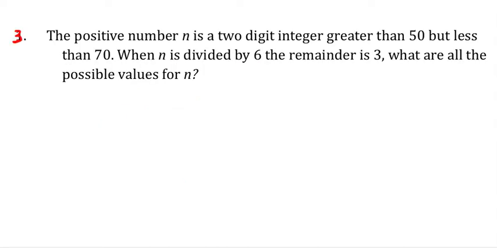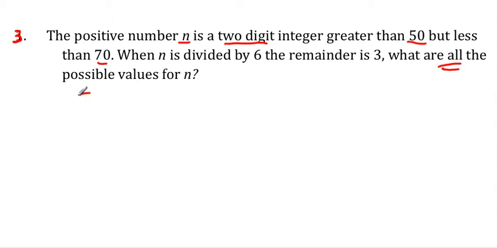Question number 3. The positive number n is 2 digits. Now, this is where it gets tricky because I just can't add it together. It's 2 digits. It's greater than 50, but it's less than 70. When n is divided by 6, the remainder is 3. What are all the possible values of n? Well, this isn't really an SAT question because what they'd ask is what is one possible value of n? So let's see how many there are.